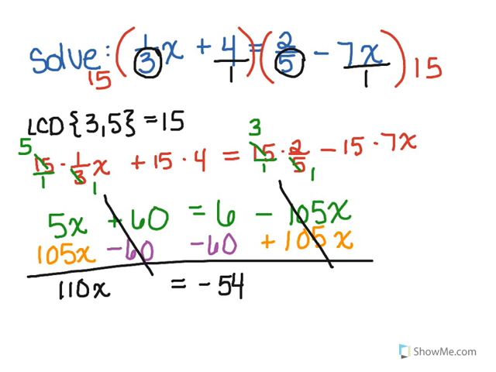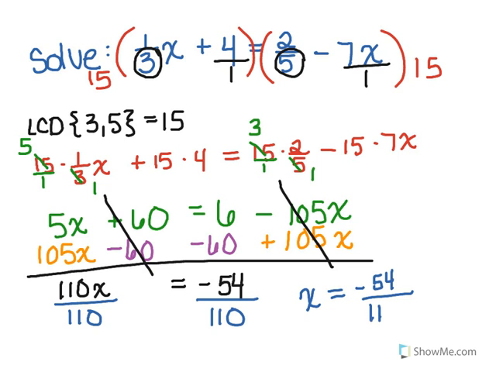So let's go ahead here. I'm going to divide this side by 110, and then divide the right side by 110. And that leaves us with x is equal to negative 54 over 110. So this is our answer.